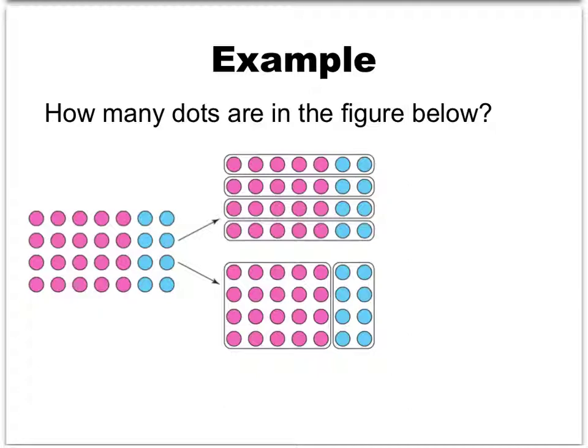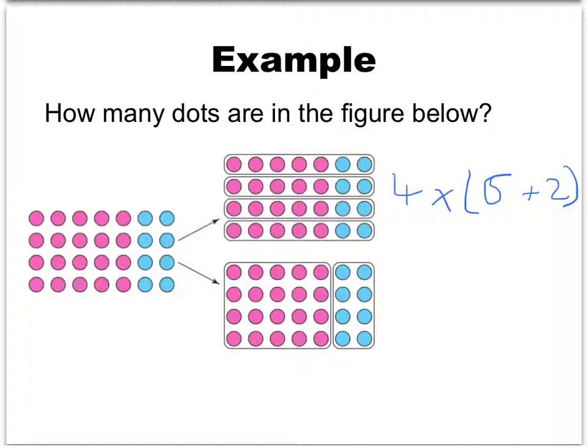Okay. Now let's look at this first grouping and look at how we can calculate the number of dots using multiplication. Here we've got 4 rows, 1, 2, 3, 4, so that's like 4 groups. And in each of those rows, we have 5 red dots and then 2 blue dots. So the total number of dots there would be 4 times the quantity 5 plus 2. So there's one expression that gives the number of dots in that figure.